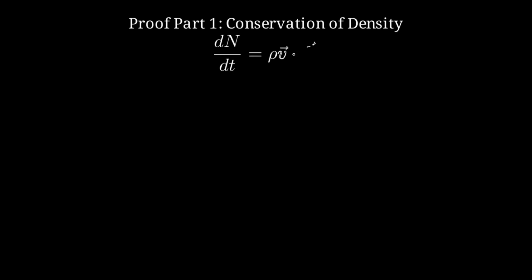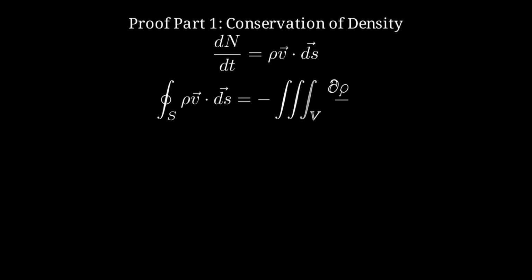The rate of decrease of points inside the volume is the negative time derivative of the integral of rho. Since the points are conserved, the outflow must equal the rate of decrease. We use Gauss's divergence theorem to convert the surface integral into a volume integral of the divergence. Equating the two equations, we find the integral of the divergence of rho v plus the partial derivative with respect to time of rho must be 0 for any volume. This implies that the integrand itself is 0. This is the continuity equation.